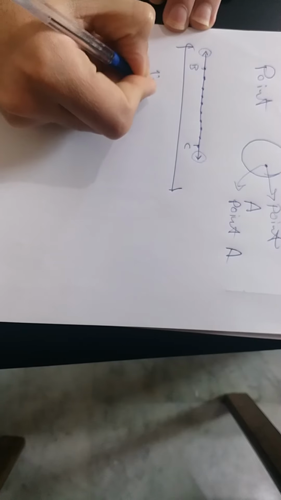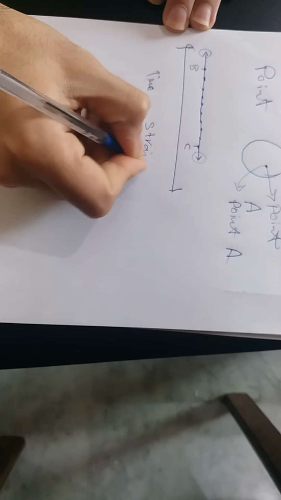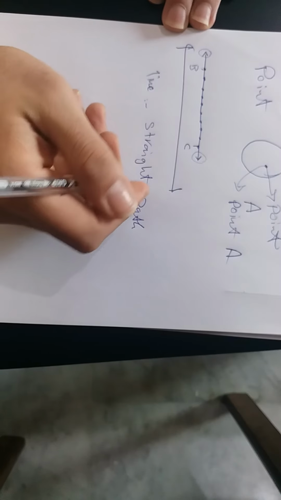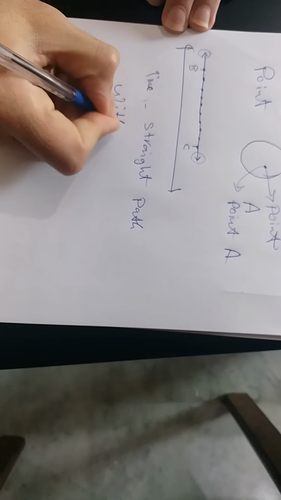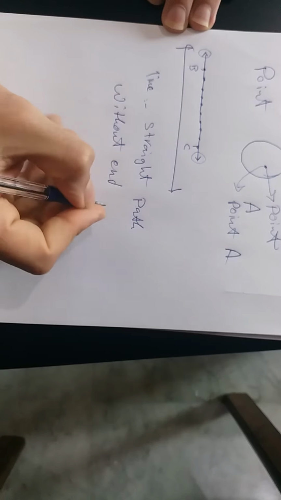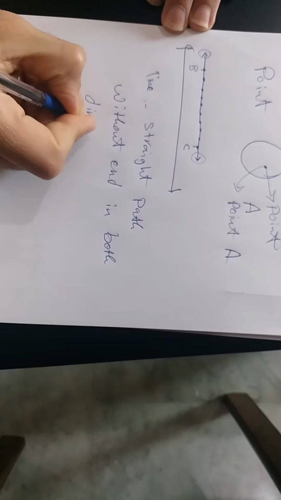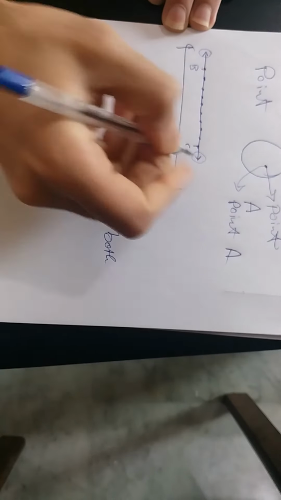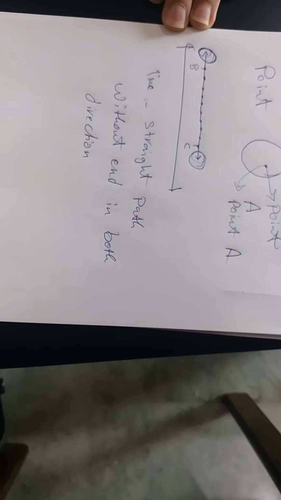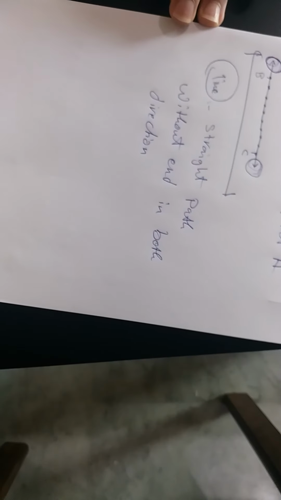What's the meaning of line? A line is a straight path of points that continues without end in both directions. Like you see, this means that there is no end point in both directions. That's the meaning of line.